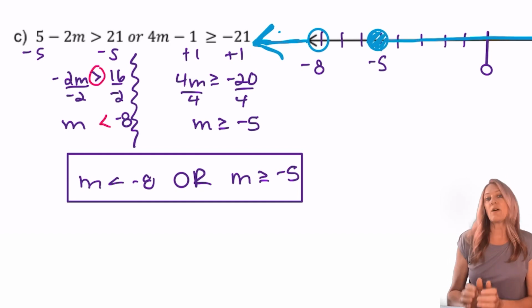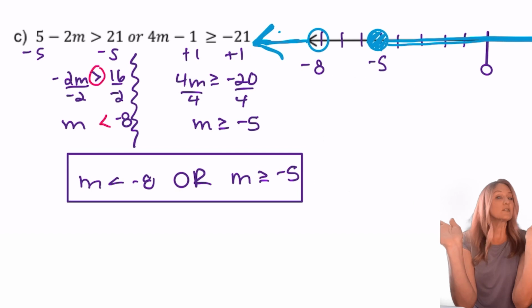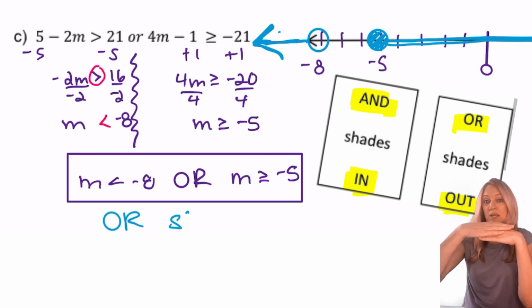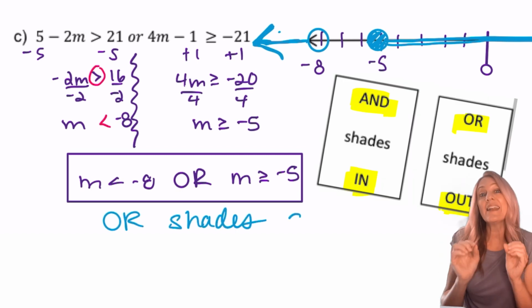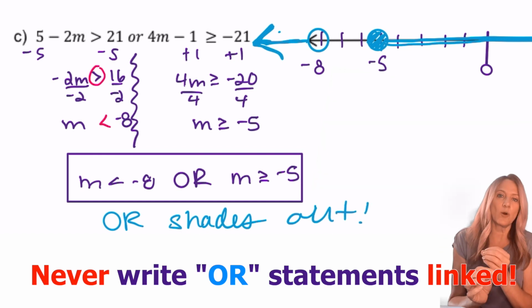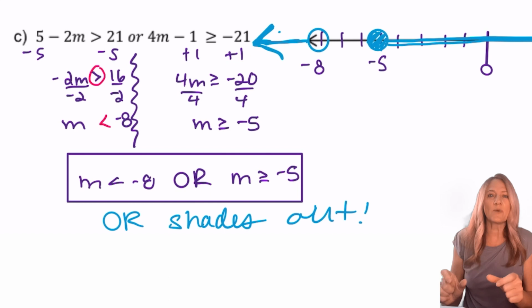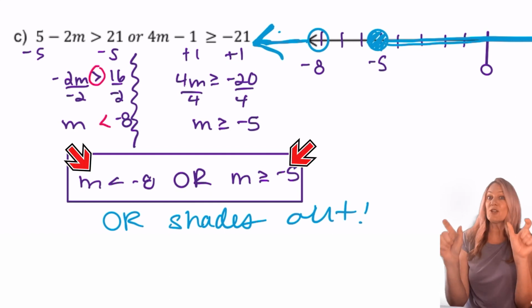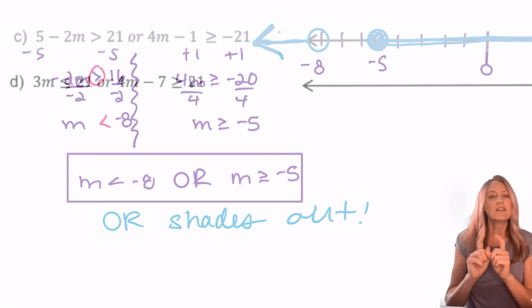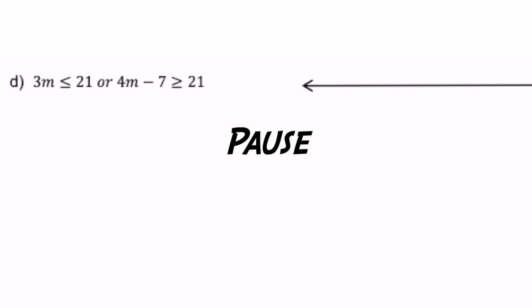Do you notice now that it's or out? There's no values in between. So that's why we never write it as a linked inequality. It wouldn't follow the number line very well. Always write an or statement as two separate inequalities. Do that next problem.